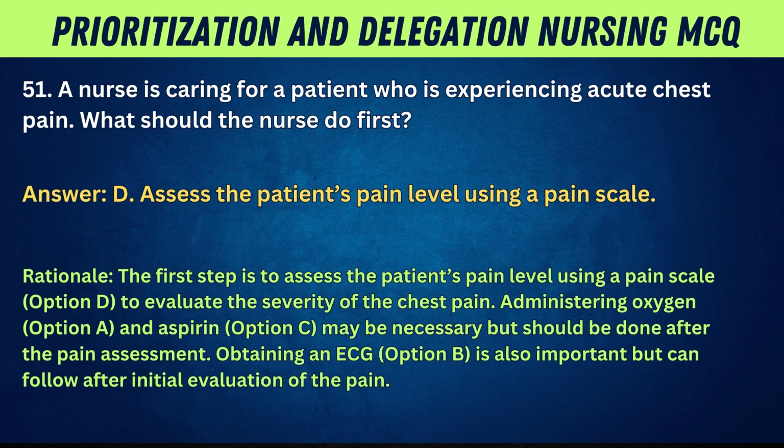Rationale: The first step is to assess the patient's pain level using a pain scale, option D, to evaluate the severity of the chest pain. Administering oxygen, option A, and aspirin, option C, may be necessary but should be done after the pain assessment. Obtaining an ECG, option B, is also important but can follow after initial evaluation of the pain.